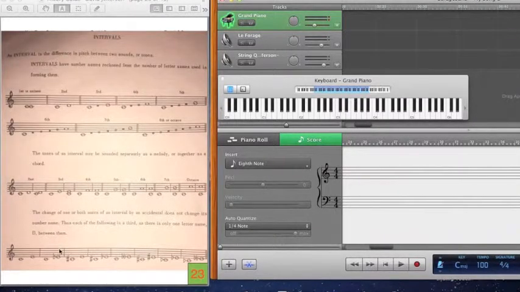Now the next part, one last thing to mention. The change of one or both notes of an interval by an accidental, be it a sharp, a flat, or a natural, does not change its number name as long as the position of the lines and spaces is still the same distance as the interval. Thus, each of the following is still a third regardless of all of these accidentals, as there is only one letter named D between them. Right? As we'll learn as we go on further, you'll learn about where we're getting these different distinctions.